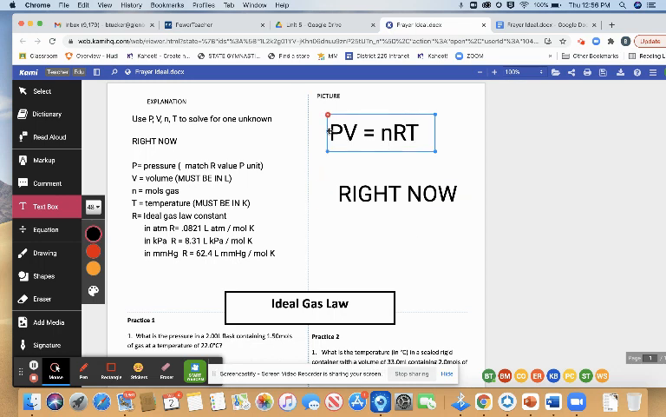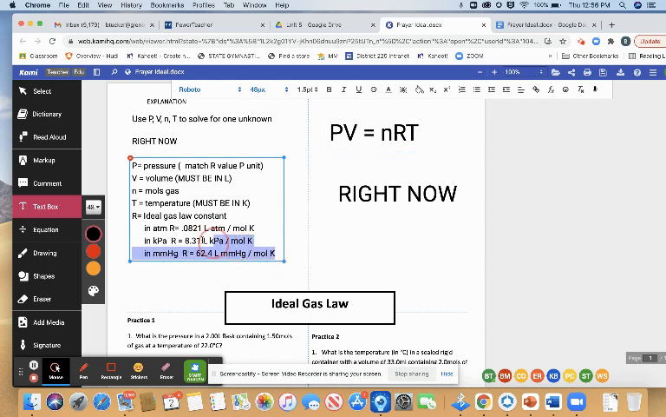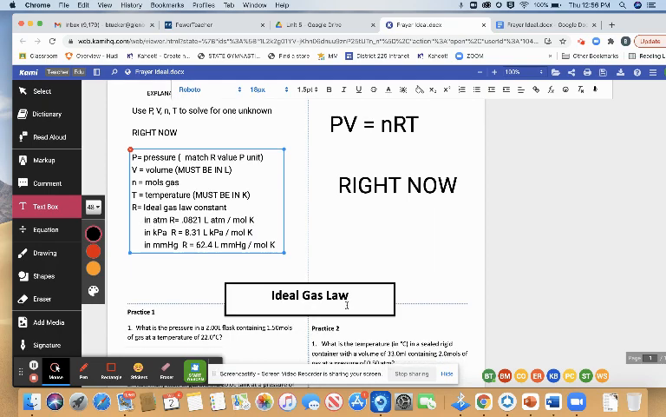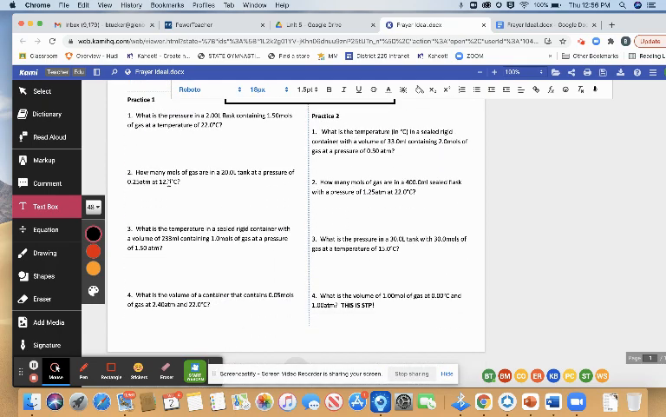Okay, I'm not going to make you memorize this. I will give you this formula always, and I am not going to make you memorize any of these R values. I will always give them to you. We just need to practice when and where to use them. Okay, let's go down and try a couple problems now.